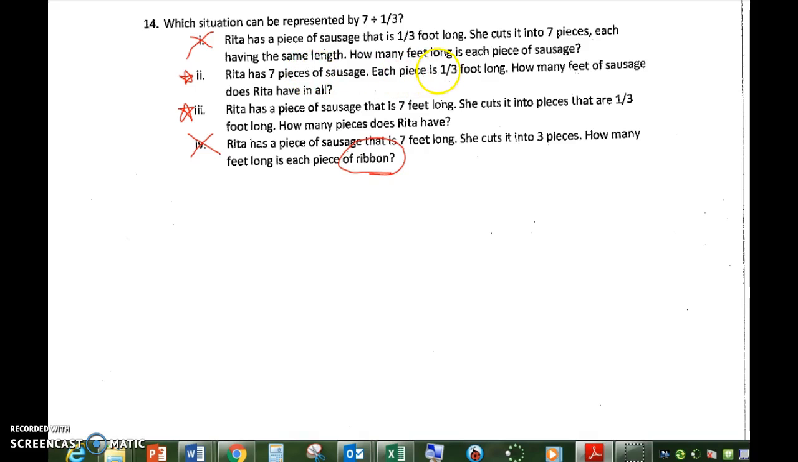7 pieces of sausage, each being a third of a foot long. How many feet? Well, if we do the problem, we'll do 7 over 1 divided by 1/3. And remember your rules. Flip this for the reciprocal, so you get 3 over 1. And when you do a reciprocal, that automatically causes the operation to reverse. You should know that by now.